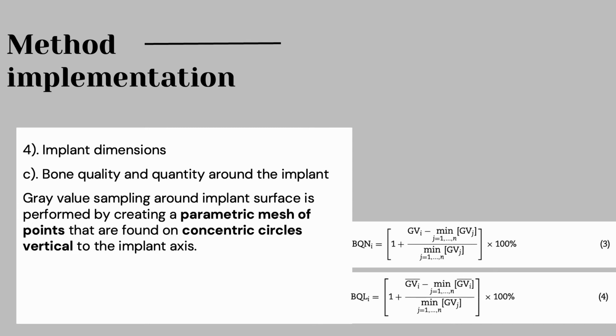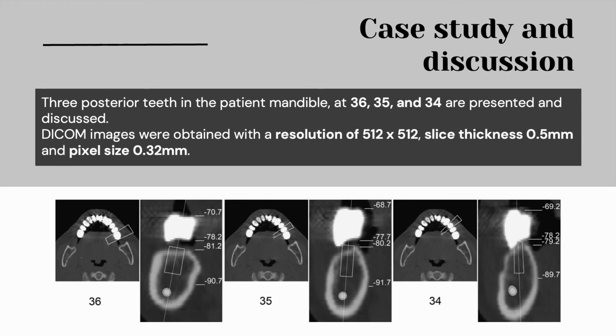Gravity sampling around implant surface is performed by creating a parametric mesh of points that are found on concentric circles vertical to the implant axis. As you can see, the parametric 3 is for bone quantity and the parametric 4 is bone quality. So we move to case study and discussion.